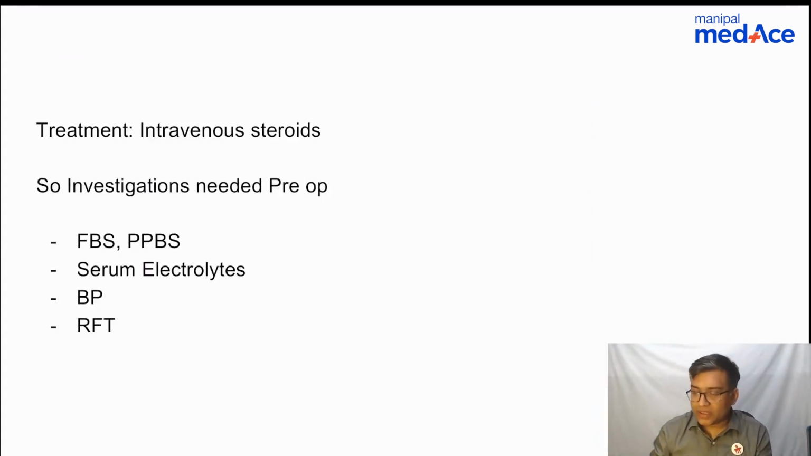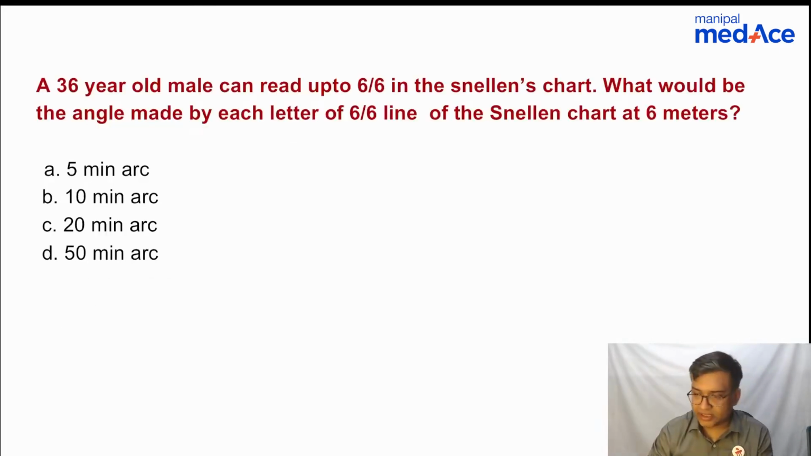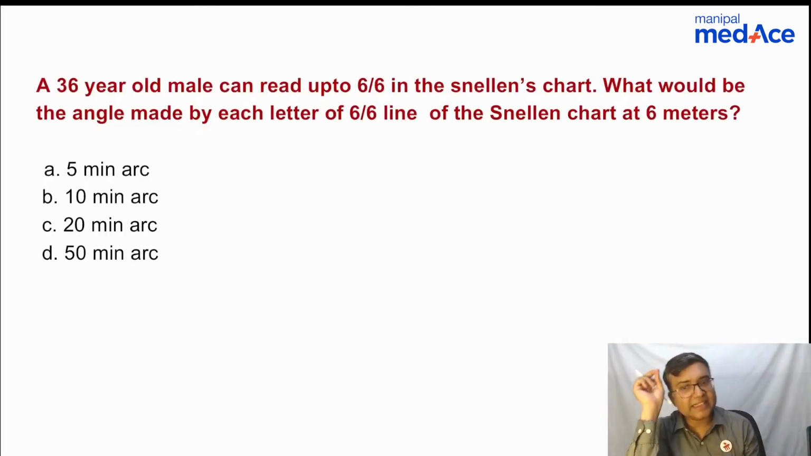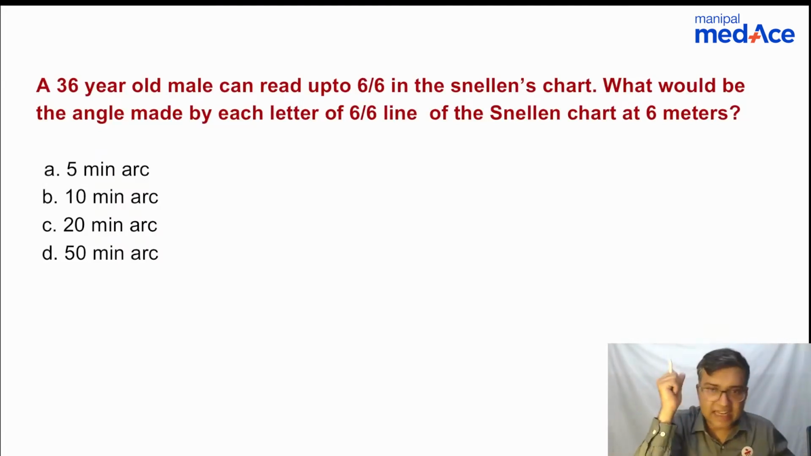Okay, now what is the treatment that you would give in this patient? Treatment is not the oral steroids, treatment is intravenous steroids. And because you are going to go for intravenous steroids in this patient, you need fasting and PP blood sugar, serum electrolytes, blood pressure monitoring, as well as RFT. So these are some important points you should look for when you are doing treatment for a patient of optic neuritis. Now let's move to our very important question, that is regarding the interpretation of Snellen's chart.